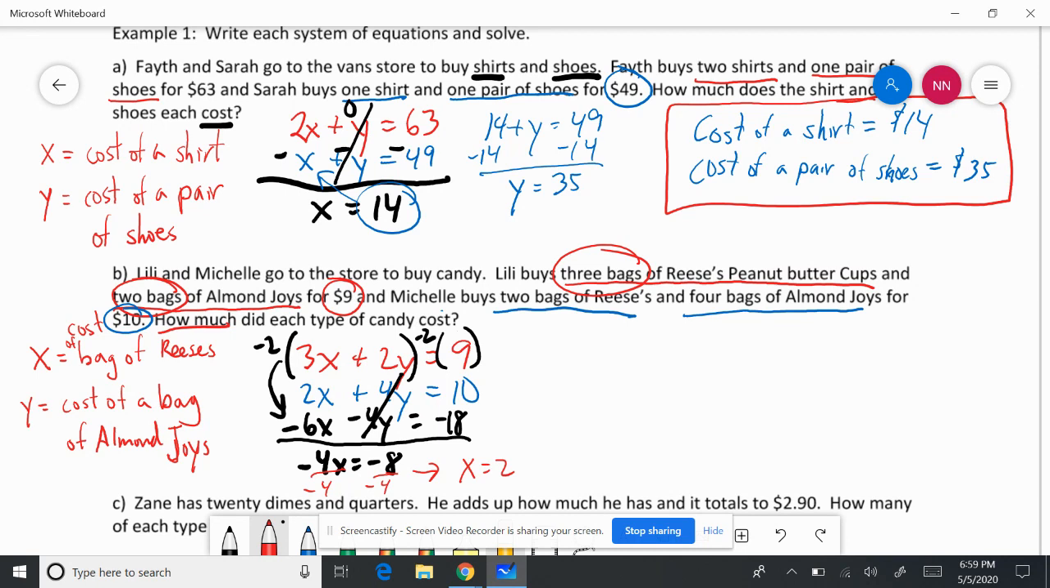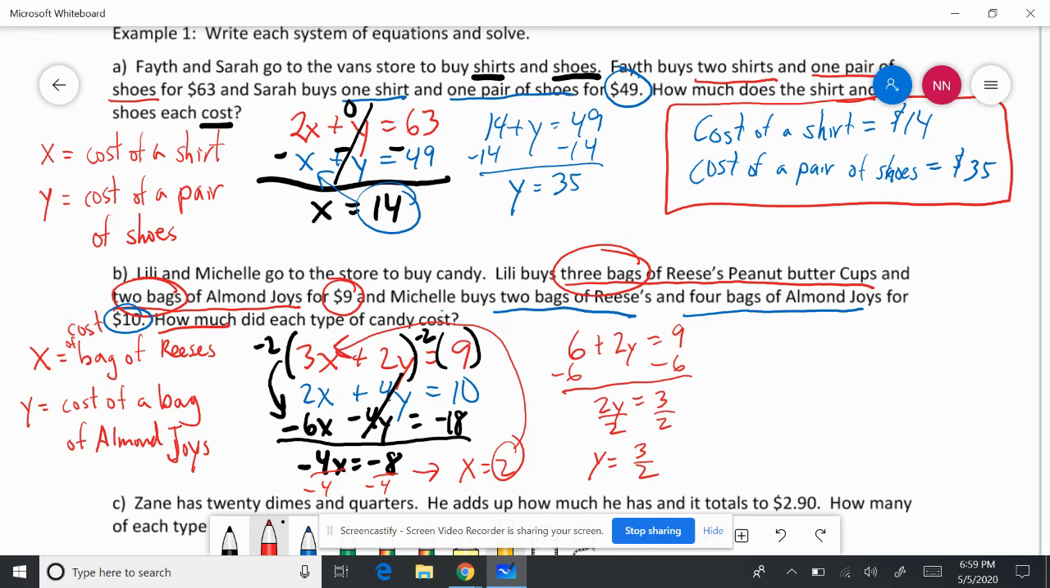Now, I'm going to pick either the top equation or the bottom equation. It doesn't matter. I'm going to pick the top equation. So I'm going to take the 2 and plug it in for the x. 2 times 3 is 6. 6 plus 2y equals 9. I subtract the 6. I get 2y equals 3. I divide by 2, and I get y equals 3 over 2.